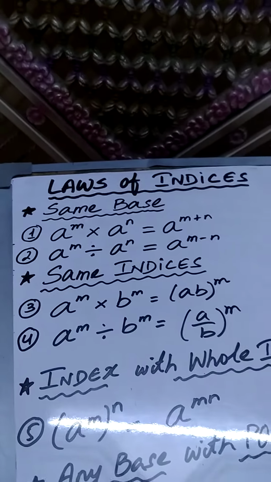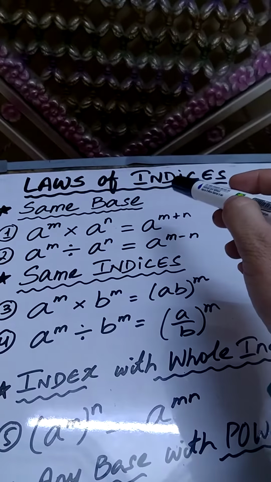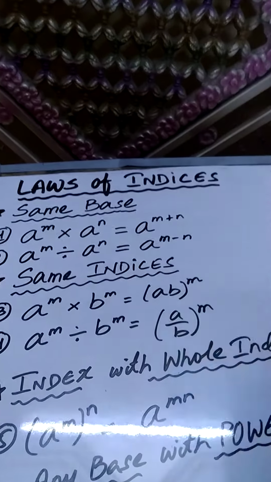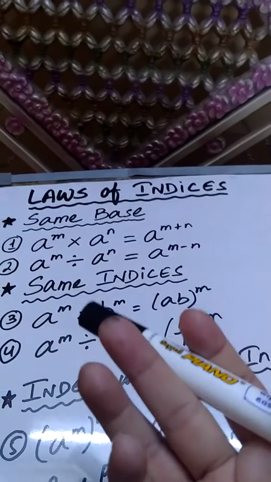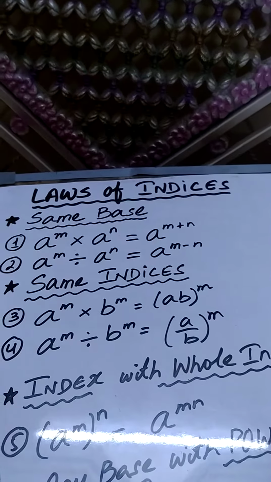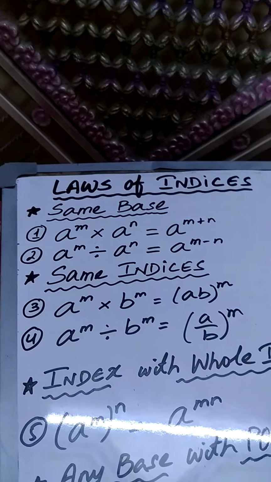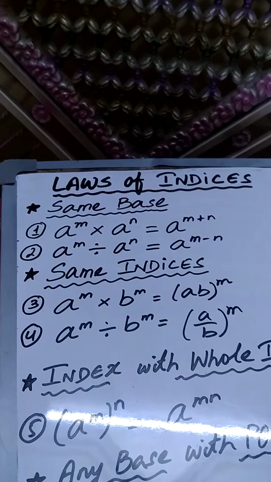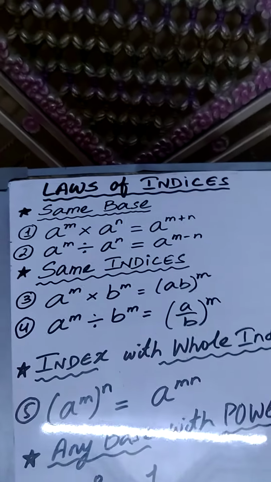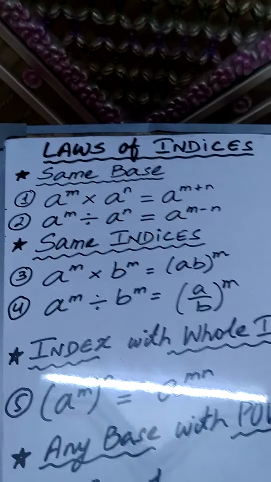Remember, this is the best way to memorize the laws of indices. Indices is the plural of index. Index means power or exponent, and I already explained what index or power means. Power means the base is multiplied by itself. It tells us a number or a variable or a bracket is multiplied by itself. Now come to the laws of indices. There are a few laws of indices.